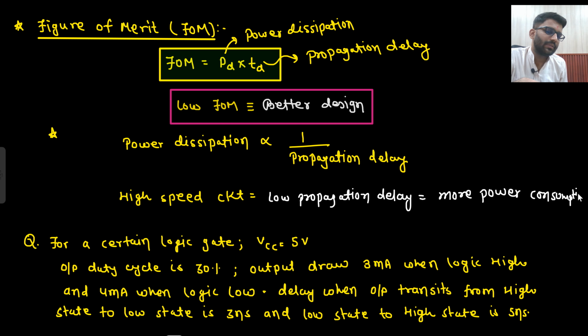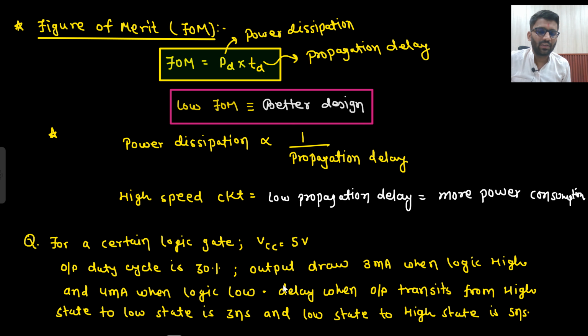And the other side is also true. If you want less power consumption, then delay will be more. And if you want low propagation delay, then power consumption will be more. So somewhere in between you need to fix your design. If I design a chip, either there will be less propagation delay, which means more power consumption, or less power consumption, which means more delay. So somewhere in between you need to find the equilibrium.